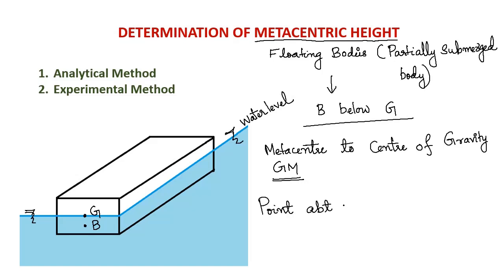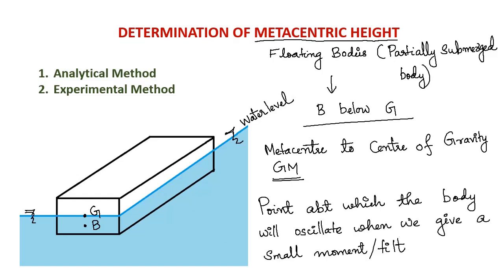Metacenter is the point about which a floating body will oscillate when we give a small tilt or moment. When we consider a ship, in many cases there will be a possibility of oscillation of the ship when it is subjected to waves or wind. So this metacentric height is very important in the stability analysis of the floating body.